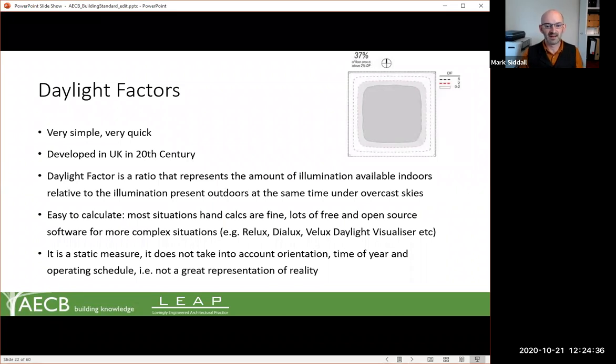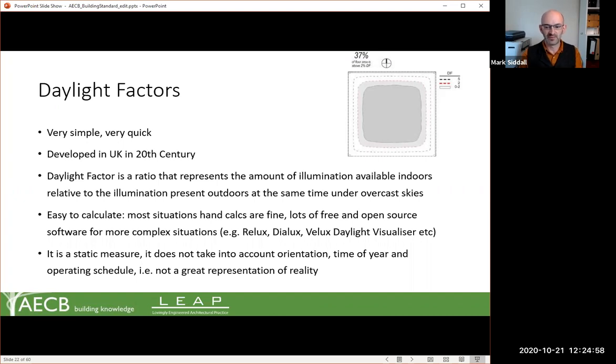It was developed basically in the 70s and 80s by the Building Research Establishment in many respects. The daylight factor is basically a ratio that represents the amount of illumination between inside and outside, that relationship between inside and outside. There are different ways of doing these kinds of calculations.